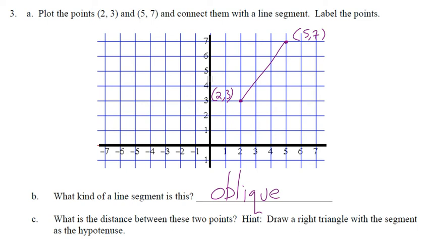No, diagonal refers to a line joining 2 points in a figure. You're drawing a diagonal, not really a diagonal. It's an oblique line. It's on an angle. What is the distance between these 2 points? Hint, draw a right triangle with the segment as the hypotenuse. 1, 2, 3, 1, 2, 3, 4. So what's the distance? 5.